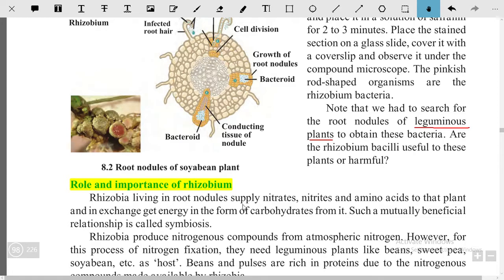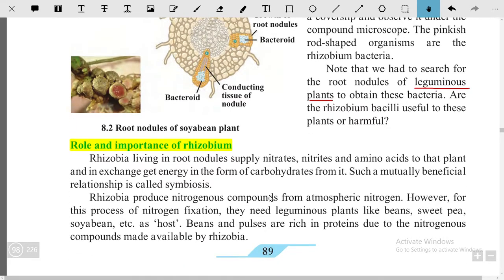The role काय आहे, तो काय करतो, microorganism in the nodules on the root of the leguminous plant. Now try to understand. Rhizobia, the name of bacteria living in the root nodules, मुळाच्या गाठीवर. Root nodules, मुळाच्या गाठीवर तो राहतो.